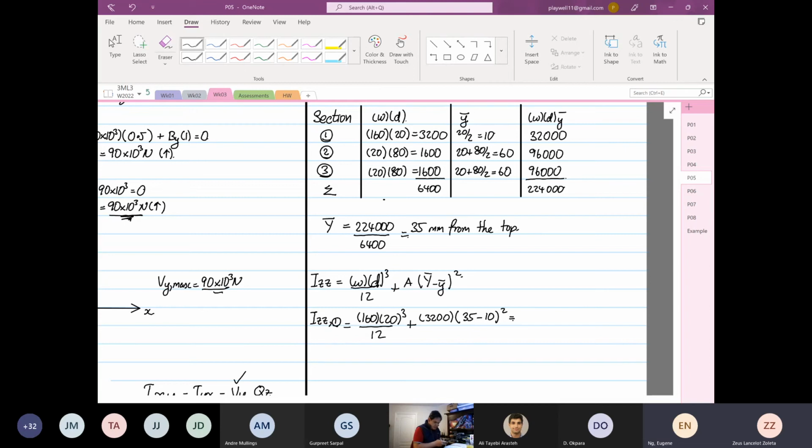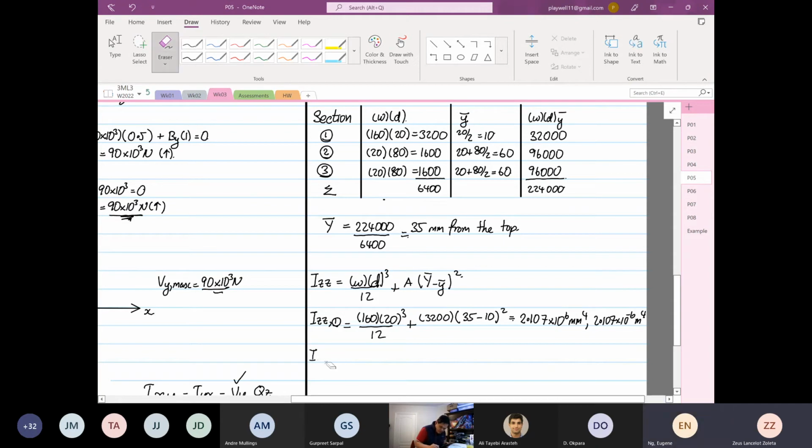Power of 3 divided by 12 plus 3200 multiplied by (35 minus 10), the whole thing squared. So I got 2.107, which can be 1.07 times 10 to the power 6 millimeter 4, or 2.107 times 10 to the power minus 6 meters 4. Okay, I'll do IZZ2 again.